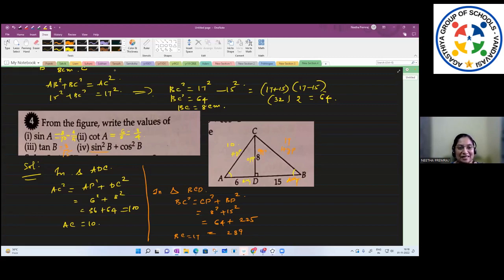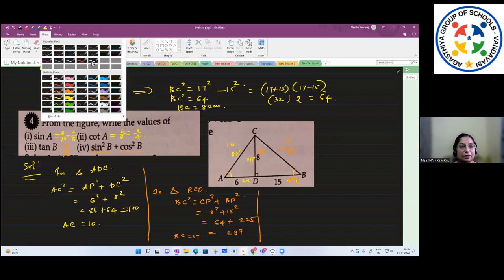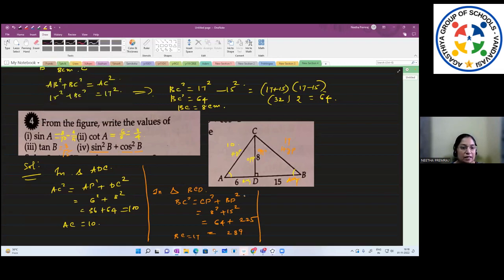And this one, sine square B plus cos square B. Let's see. Okay, before that, we will calculate the values of sine B. What is sine B? If you consider this angle, sine B is opposite by hypotenuse, 8 over 17. And cos B, that is what? Adjacent by hypotenuse, 15 over 17.